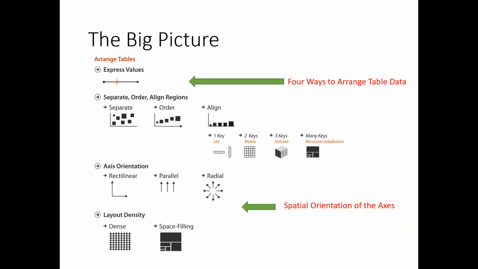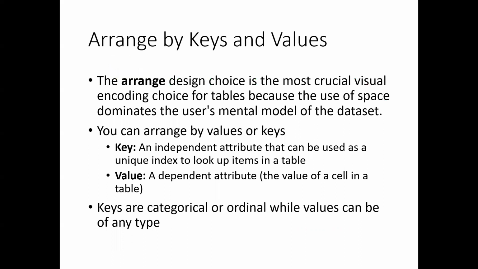The spatial orientation of the axes can be rectilinear, parallel, or even radial. Spatial layouts can be dense or they can be space filling. So really it boils down to four different design choices that you see here. So we can arrange things in tables by keys or values. And this is the most crucial visual encoding choice for tables because the use of the space dominates the user's mental model of the data set.